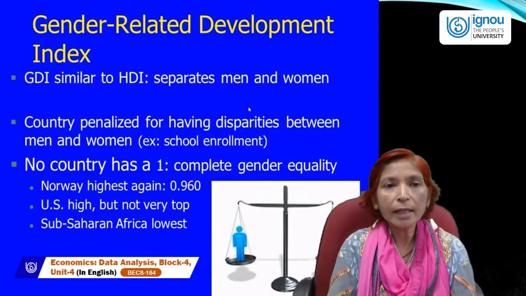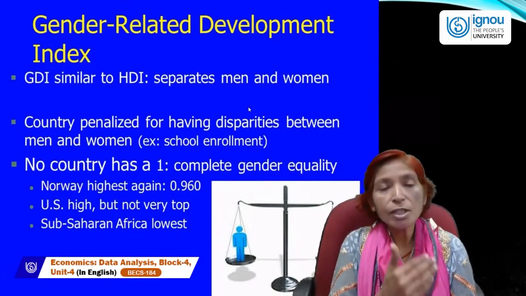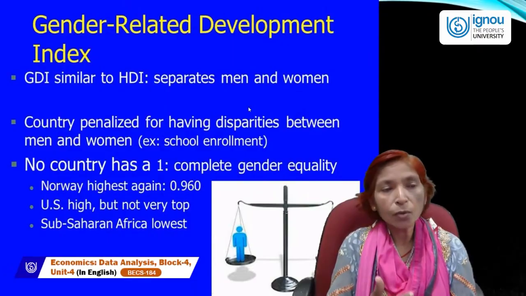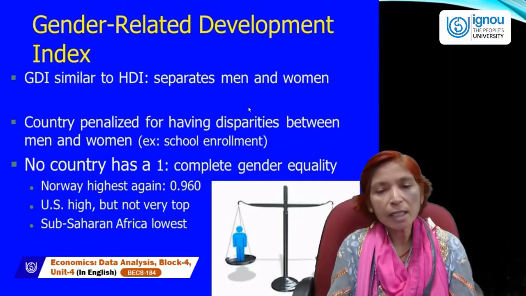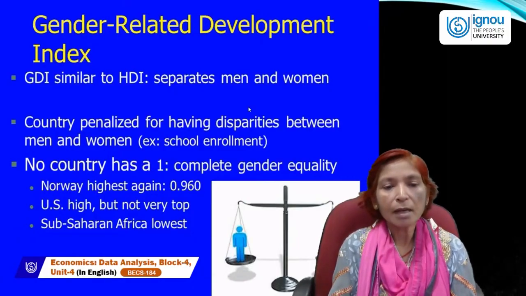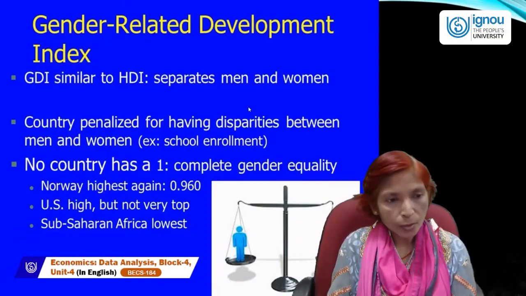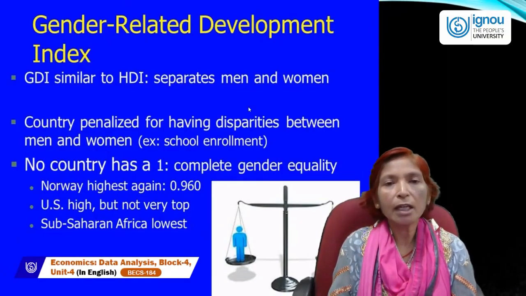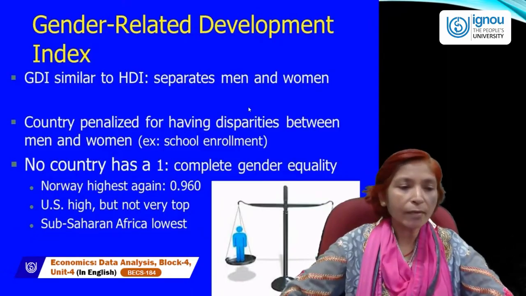Next is the gender related development index. This index is also similar to HDI. It separates only man and woman because it is related to gender. There are two types of gender, one is male, the other is female. So a country is penalized for having disparities between men and women. For example, in school enrollment, there is so much difference between male and female students. No country has complete gender equality. You know that there is no complete gender equality in each and every country.